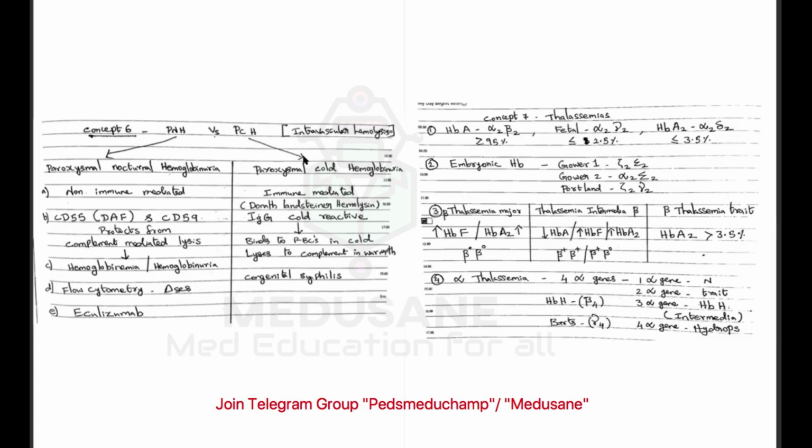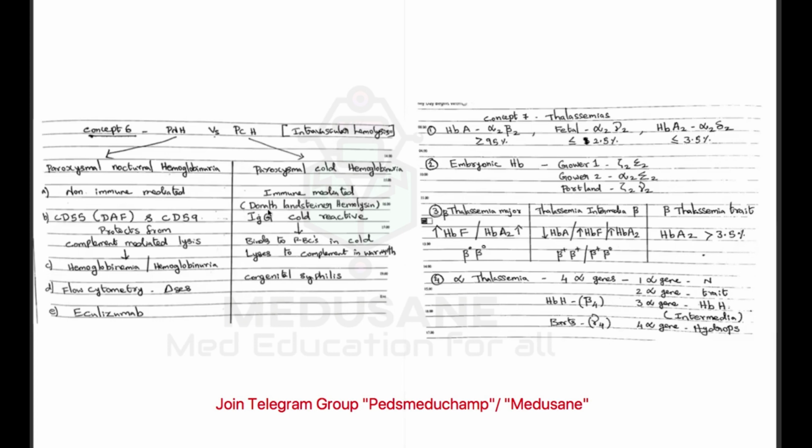Nocturnal, cold. So remember I said already, cold means cold antibody, no? So it is antibody mediated, it is immune mediated. So paroxysmal cold hemoglobinuria, remember cold antibody. So it's going to be immune mediated. But nocturnal hemoglobinuria is non-immune mediated. There is no immunological phenomenon. It is almost like a genetic phenomenon. So it's non-immune mediated.